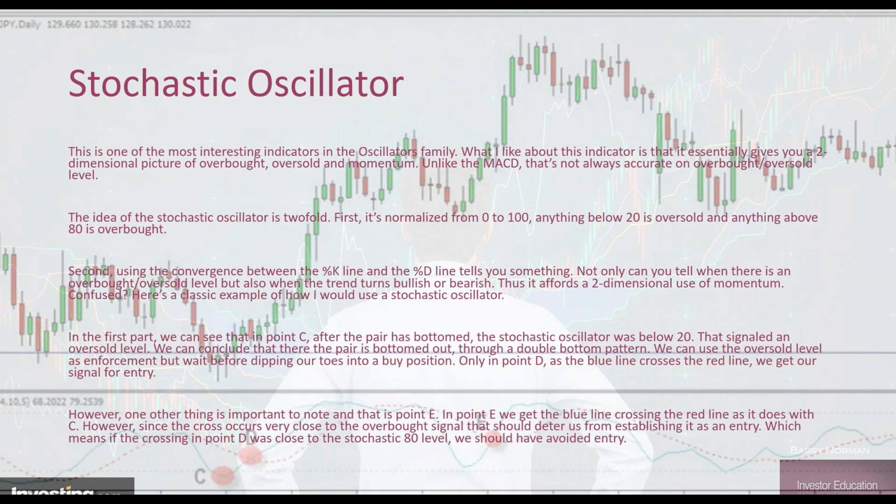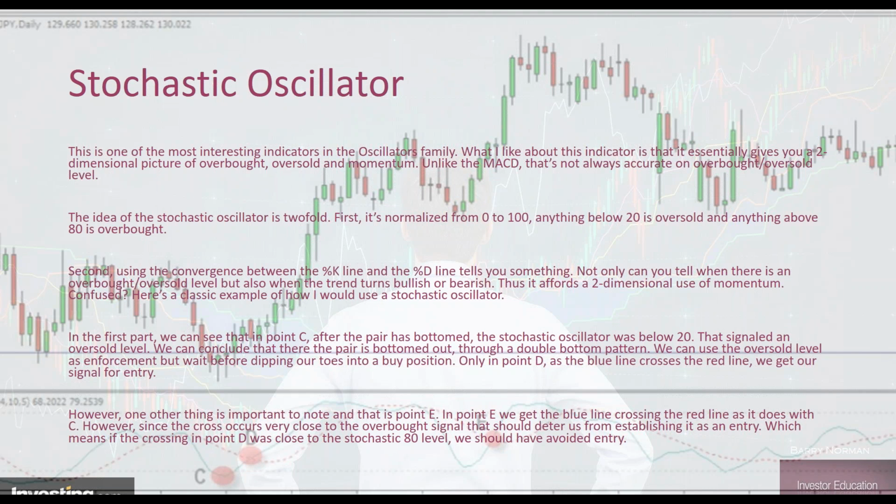Not only can you tell when there is an overbought and oversold level, but also when the trend turns bullish or bearish. Thus, it affords a two-dimensional use of momentum. Confused? Okay. Well, here's a classic example of how I would use stochastics.